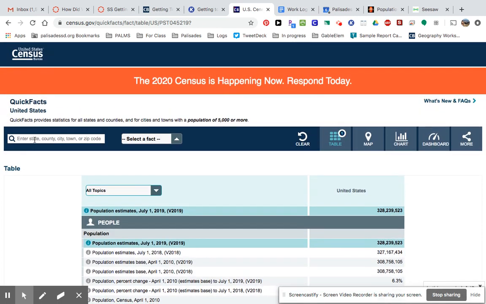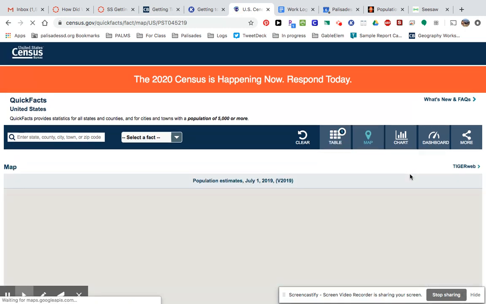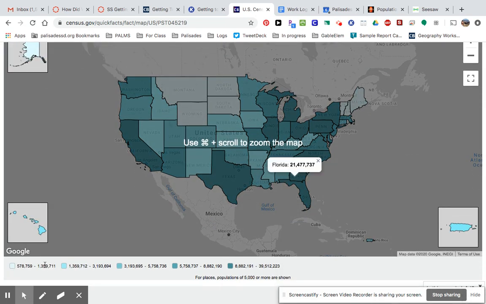Now, what's cool is if you type in a region, actually, before I show you that, let me show you this. If you go to a map, this will give you the population for our country in a map view. So here's our key down here.